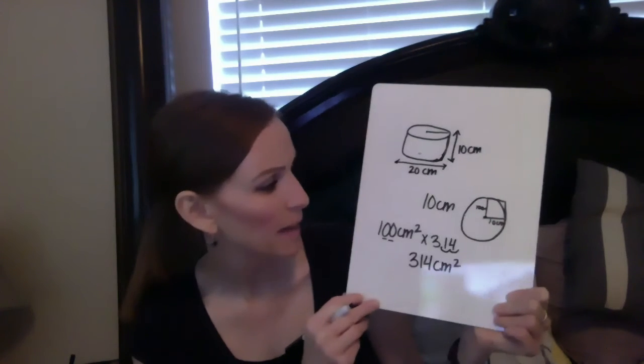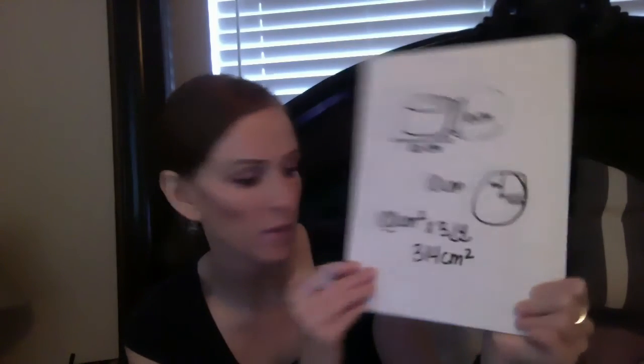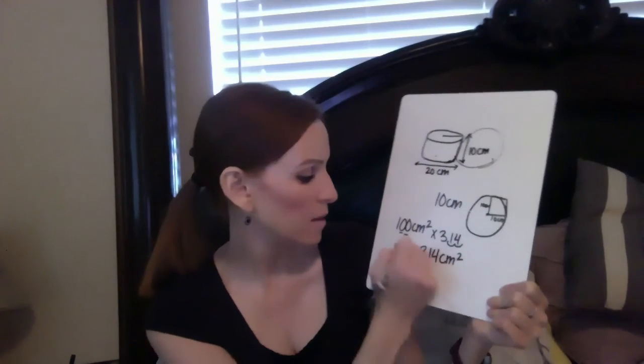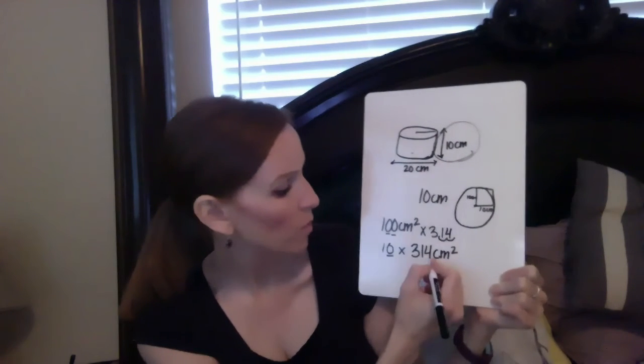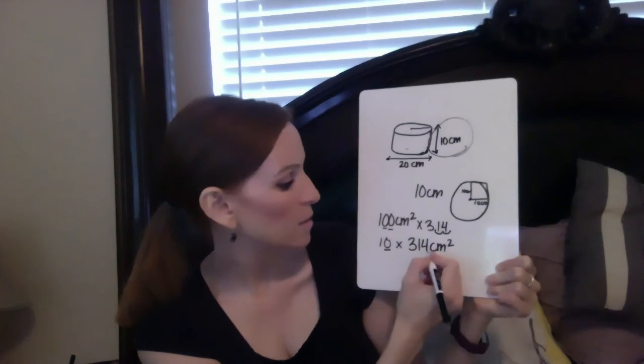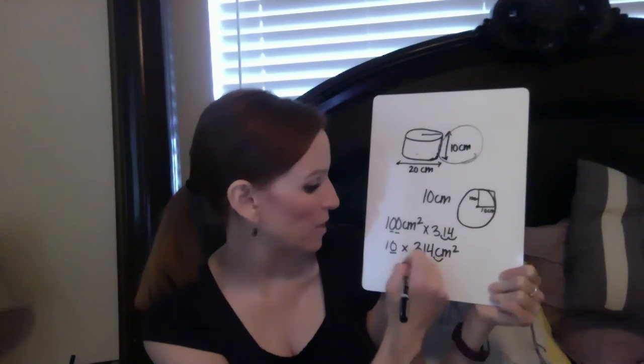Now we need to take that and multiply it by the height. So we have to go back to our original one that told me our height is 10 centimeters. So we need to multiply this by 10. Now 10 has 1 zero, so that's where our decimal place moves. So we're going to move it 1 more, fill that in with a 0. So we have 3,140.